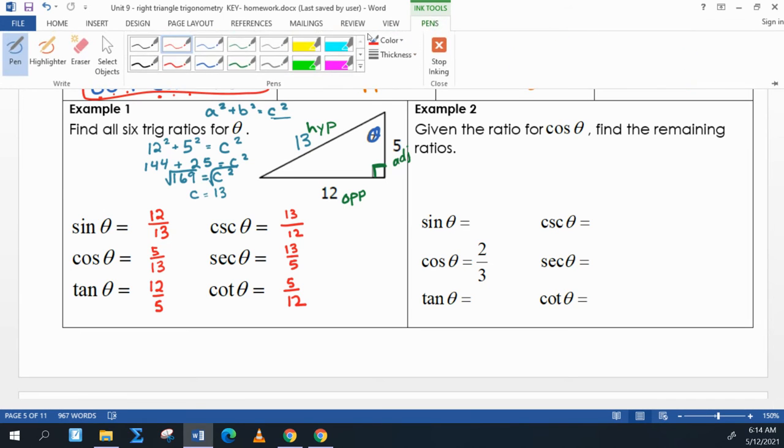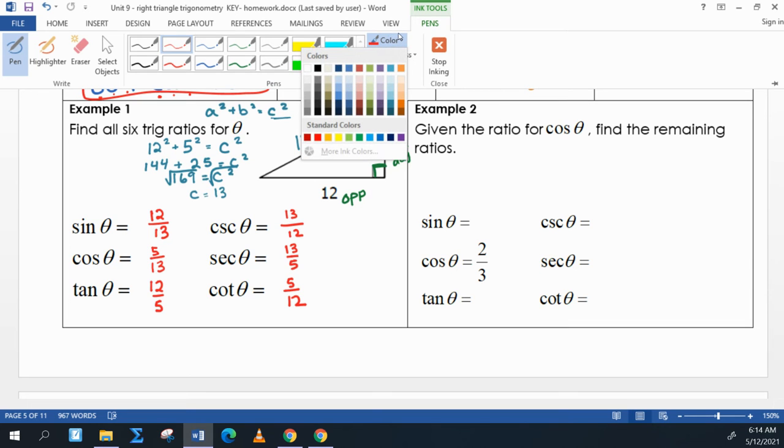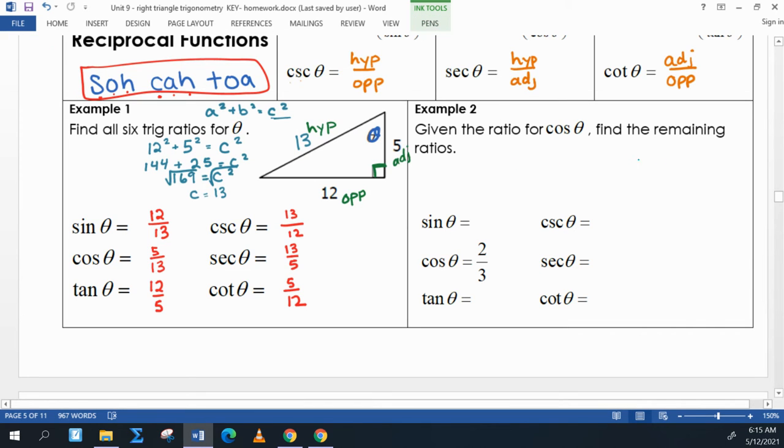All right, let's look at this last example. The only difference here is they did not draw a triangle. So we're going to draw our own triangle. Just make sure it's a right triangle, but other than that, you don't have to draw it to scale or anything. So looking at this SOHCAHTOA, what they've given us is the cosine.